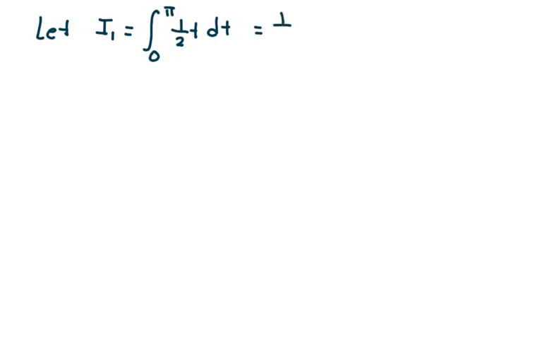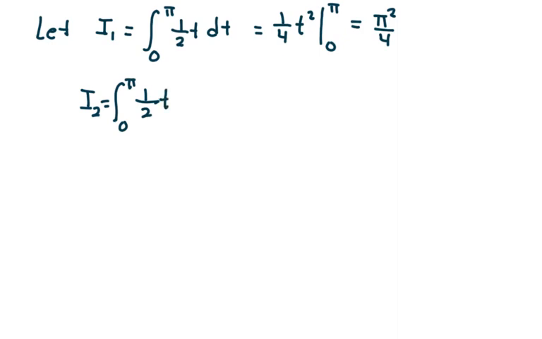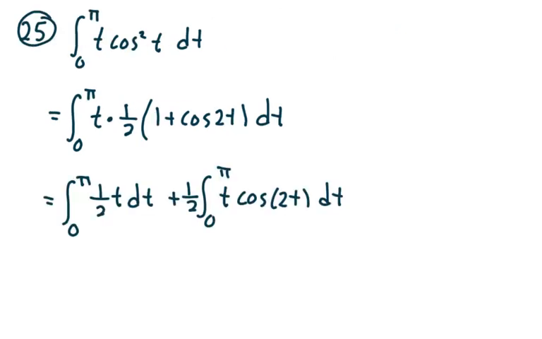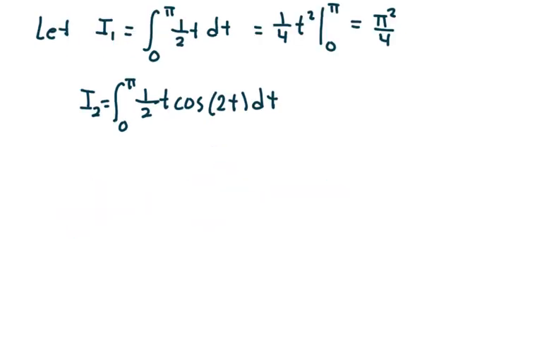And so this is 1/4 t squared evaluated from 0 to pi. And so the answer here is pi squared over 4. Okay. Now, let I sub 2 equal the integral from 0 to pi of 1/2 t cosine of 2t dt. Okay, and we could keep the 1/2 out in front of the integral or inside. It really doesn't matter.